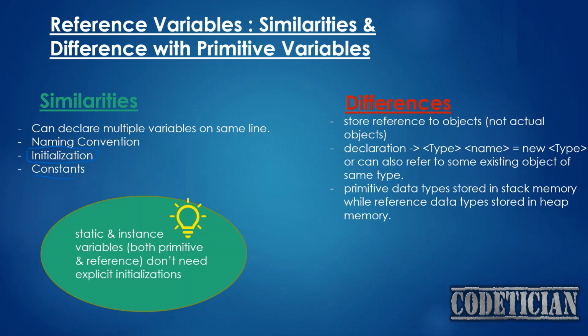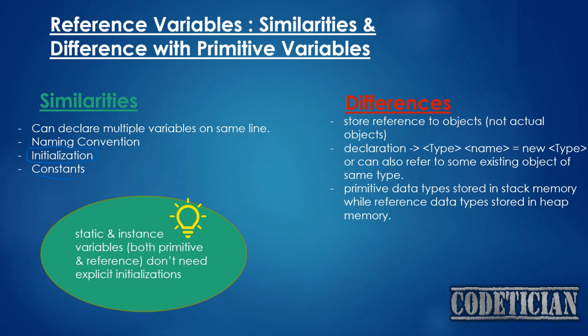They just contain the address of that object, and that object is stored in heap memory. And for primitive it is the stack memory. Declaration is like, for primitive it was easy. You put a type name and then equal to the actual value. And here you construct an object for that.